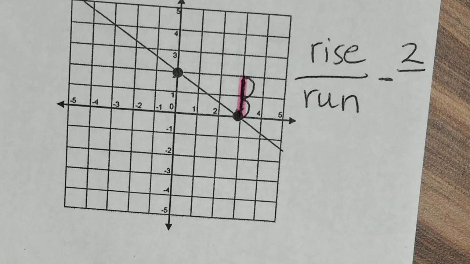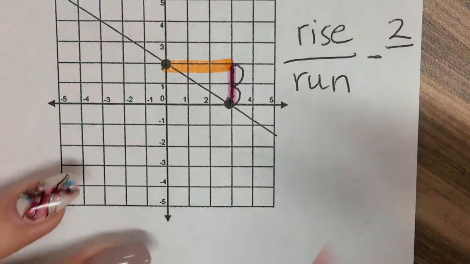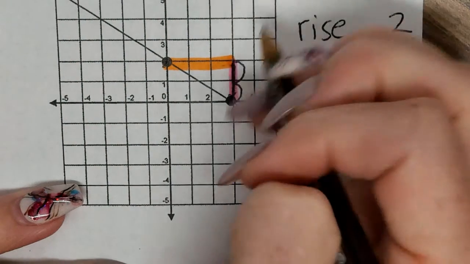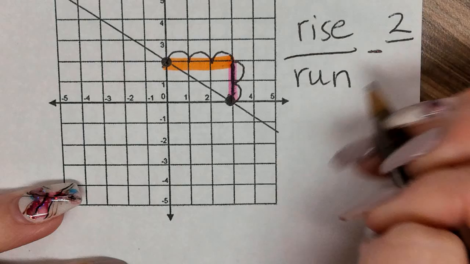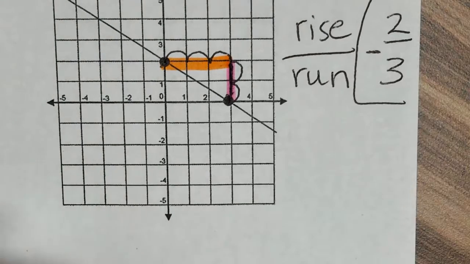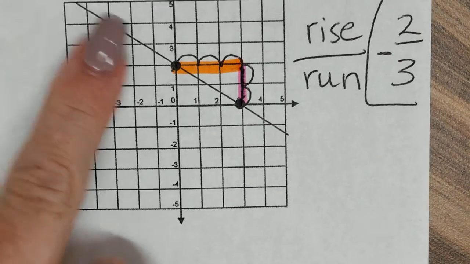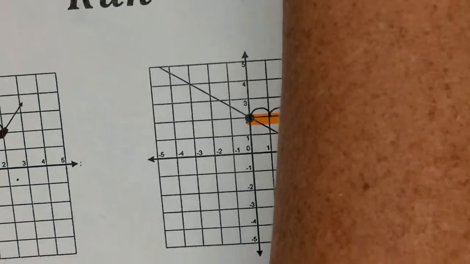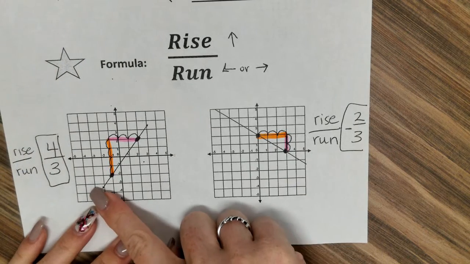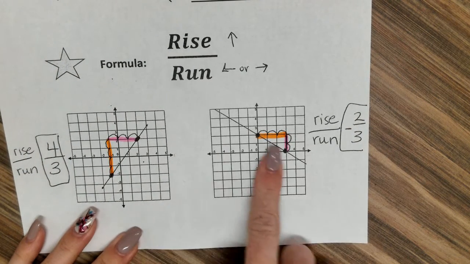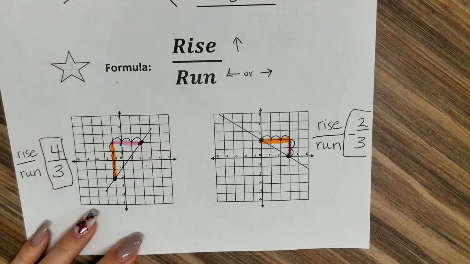Okay, now I need to run from here to here. How far did I run to get to the next dot? 3. And I'm done. Always check it in your calculator to see if it can be simplified, but it can't. Now, if I had put positive 2/3, did I have the correct answer? No, because that is a negative slope. Does everybody see the difference between a positive slope moving upward and a negative slope moving downward? Do we all see the difference?